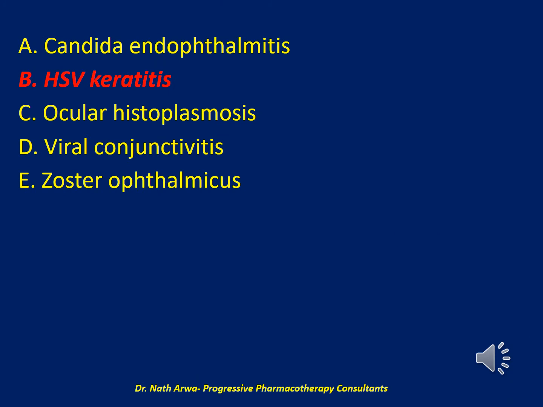And the correct answer is B. HSV keratitis. I will justify why. The photograph demonstrates dendritic keratitis associated with HSV. Branching epithelial lesions are seen on examination. Please proceed to the next question.